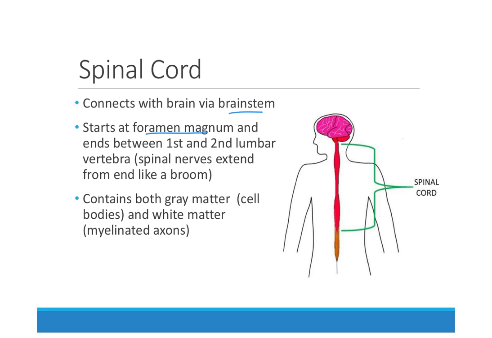And it actually ends higher in the back than you may think. It ends between the first and second lumbar vertebrae, but spinal nerves continue from that end and sort of spread out as they go like a broom at the very, very bottom of your spinal column. The spinal cord contains both gray matter, which are cell bodies, and white matter, which is the myelinated axons of the many, many cells that are traveling through to make up your nervous system.